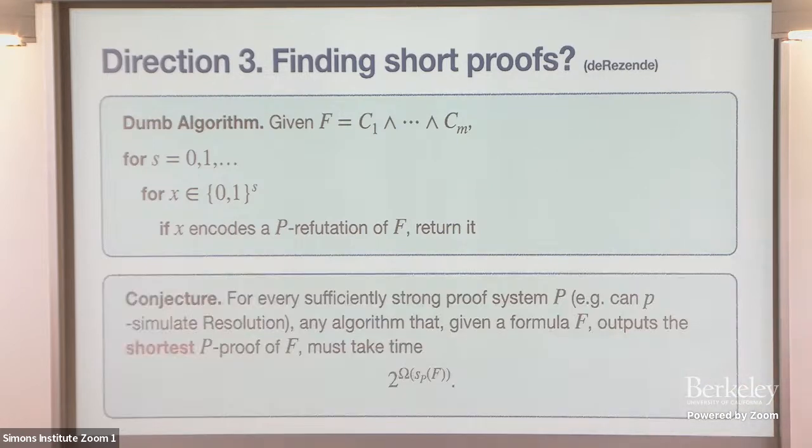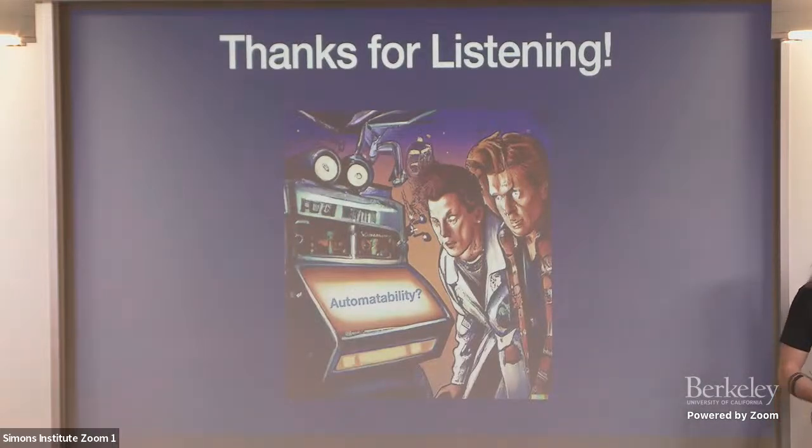And I'm willing to make a conjecture. Here's a conjecture that I'm going to make. For every sufficiently strong proof system, let's say it can P-simulate resolution, because tree-like resolution kind of would break this, any algorithm that outputs the actual shortest P proof must take at least 2 to the s time. Seems like a totally reasonable conjecture. I don't see how you can do anything better than just this dumb brute force algorithm. And proving this conjecture conditioned on a normal complexity theoretic assumption, like say the strong exponential time hypothesis or something like that, I think is a fascinating problem. And yeah, that's all I have to say. So thanks for listening.